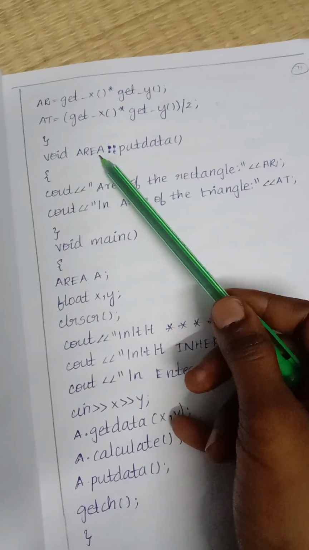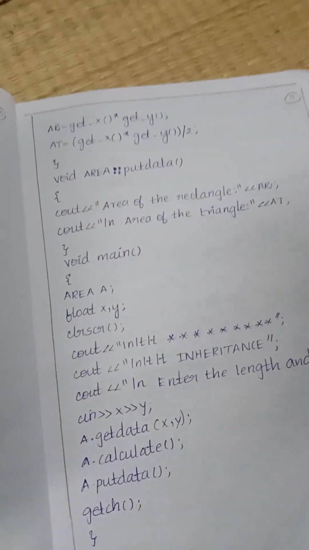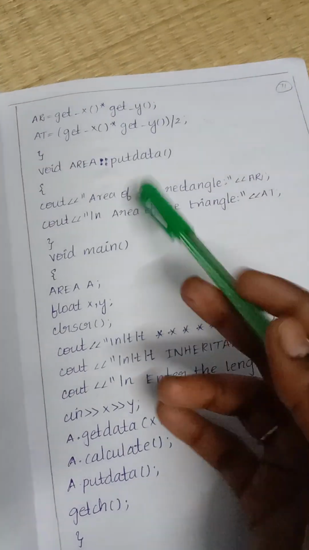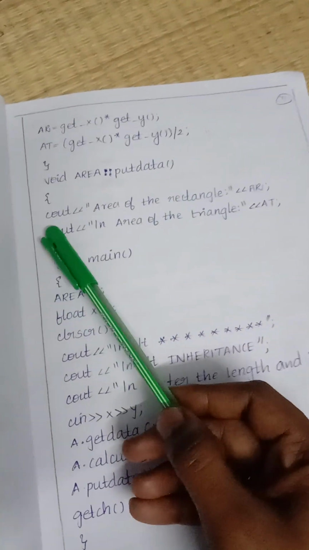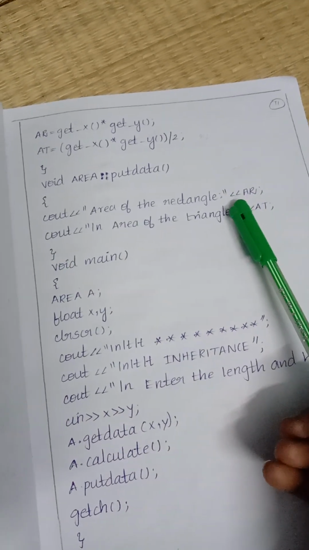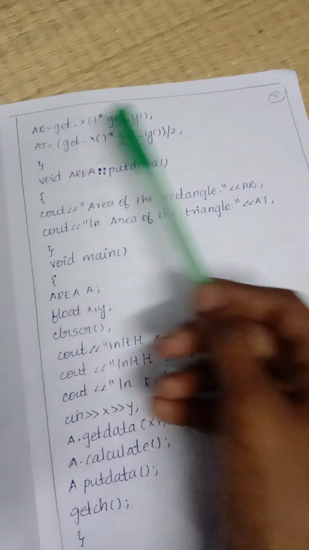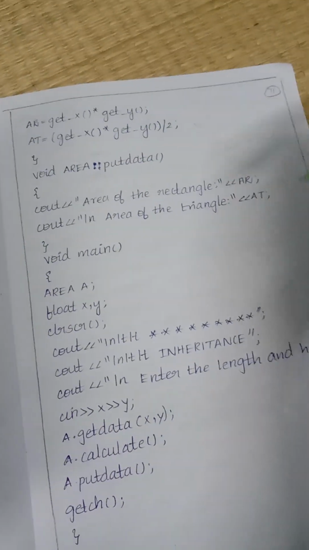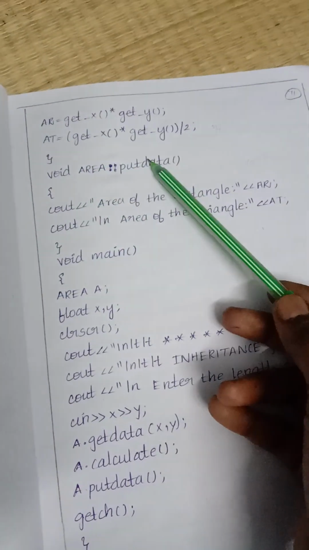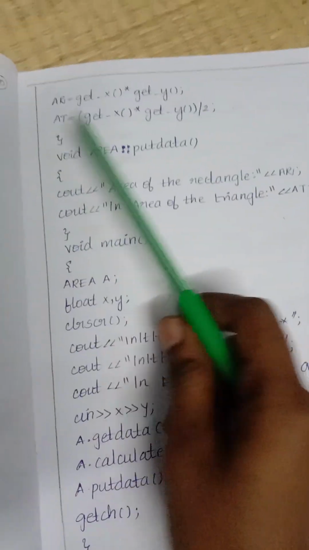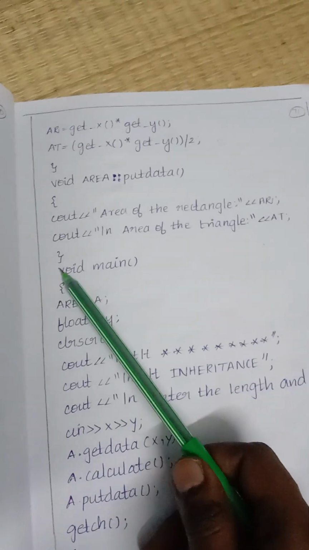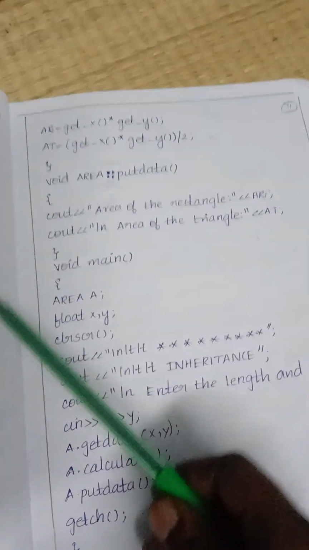So next, void area put data. In put data we have to display the values on the display screen. So for that we use this function, cout area of the rectangle. With the insertion operator, the area of the rectangle value is stored in the name AR, so that value should be returned, and the area of the triangle is stored in the name AT, so that value should be returned by using the insertion operator and cout. So we are ending this function definition. Next we are going to the main function.